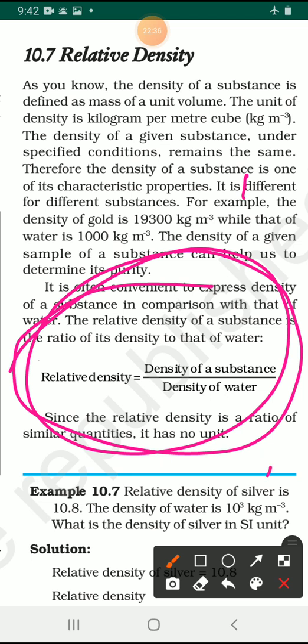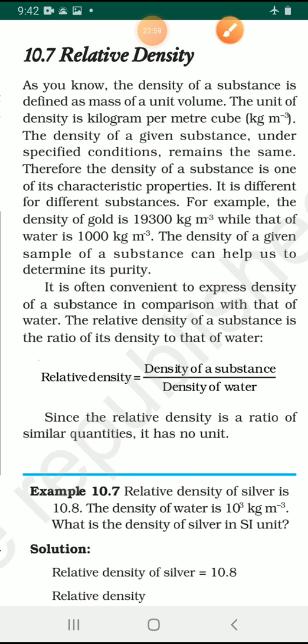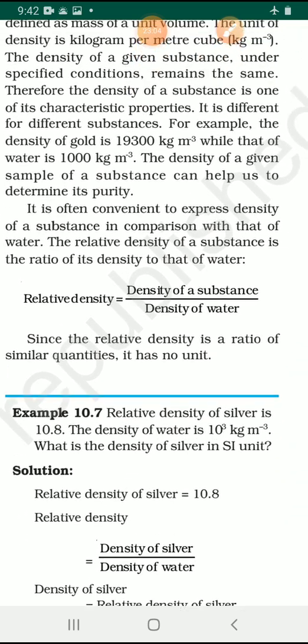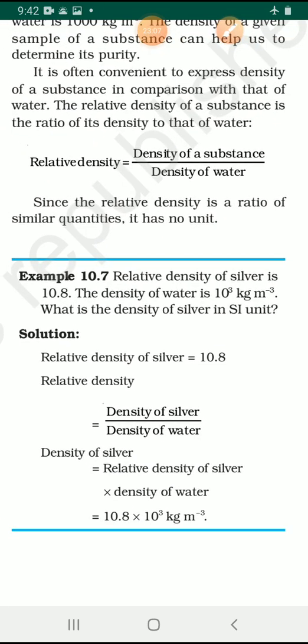So relative density, for our convenience, means we relate the density of a substance with the density of water. As we have just discussed, if the density is more than that of water, the object sinks. If the density is less than that of water, then the object floats, right? Since the relative density is a ratio of similar quantities, it has no unit. Since we are just relating the substances to water, it has no unit. So we are not giving any unit to this.